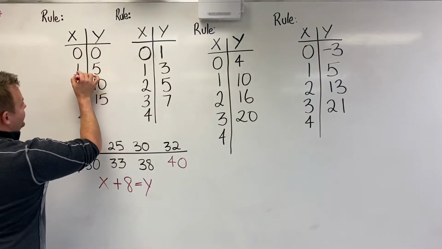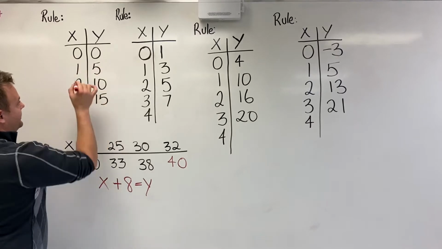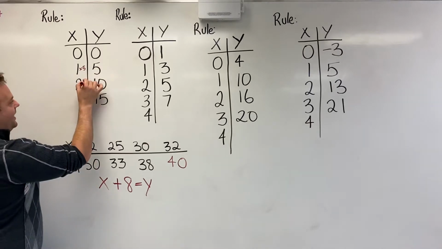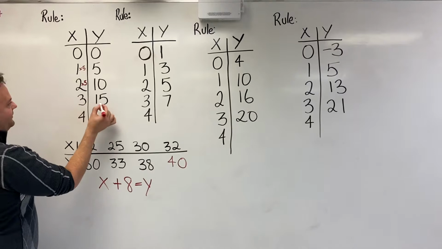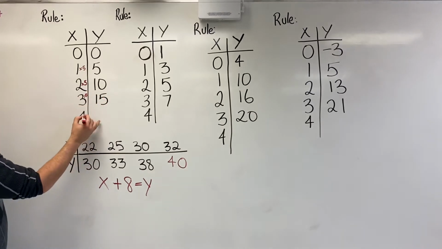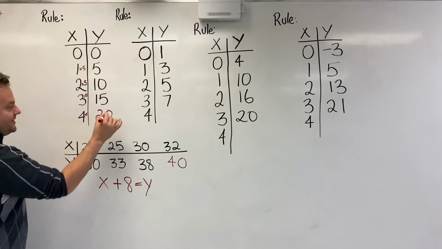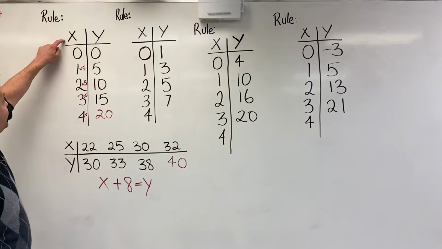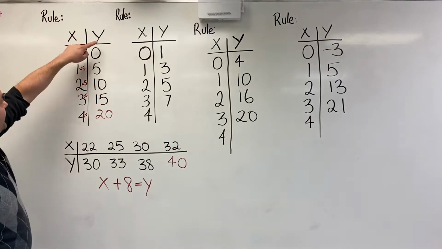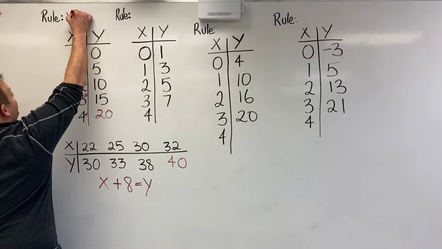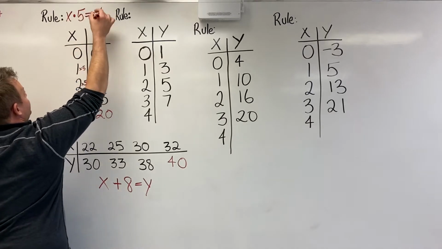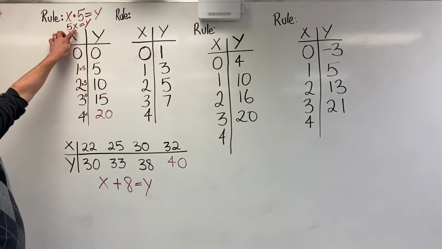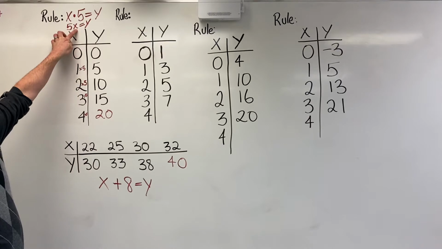So 1 times what is 5? That's right, 5. 2 times what is 10? That's right, 5. 3 times what is 15? That's right, 5. 4 times 5 is 20. So the missing one's 20. Did you guys get 20? And now the rule, x times 5 equals y. That's the rule. You could also write 5x equals y. Coefficient variable. When the coefficient's next to the variable, that means you multiply.